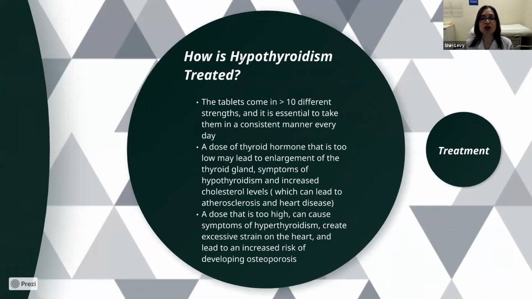Our tablets for traditional synthetic thyroid hormone come in greater than 10 different strengths. And like we mentioned earlier, it is very important that it's taken regularly and consistently. If you take an excessive amount of thyroid hormone, you may develop symptoms of stress on the heart, irregular heart rhythms, congestive heart failure, and thinning of the bones. If you take too little thyroid hormone, the thyroid goiter can grow to try to, again, compensate.